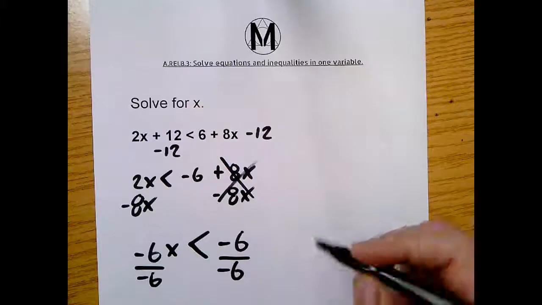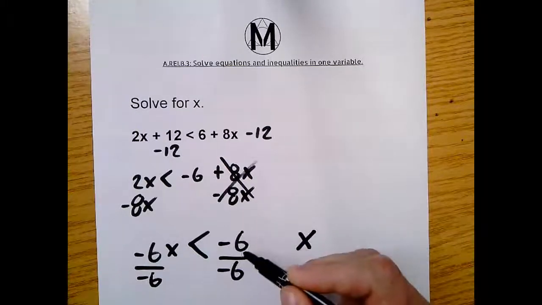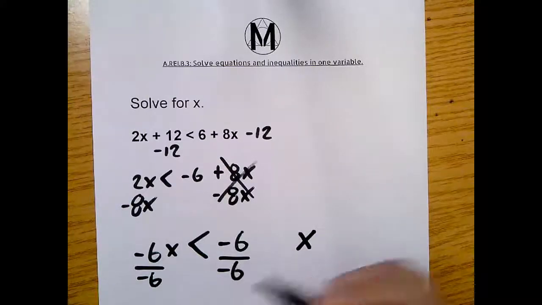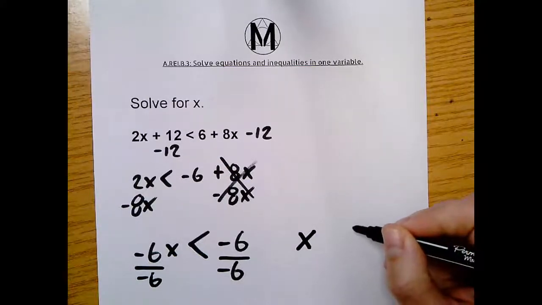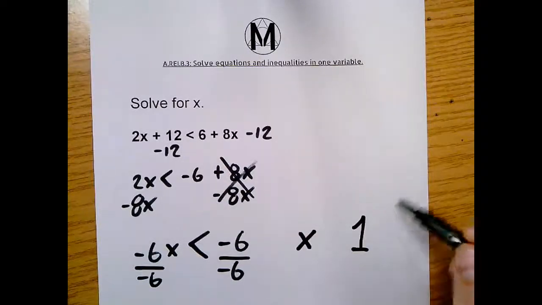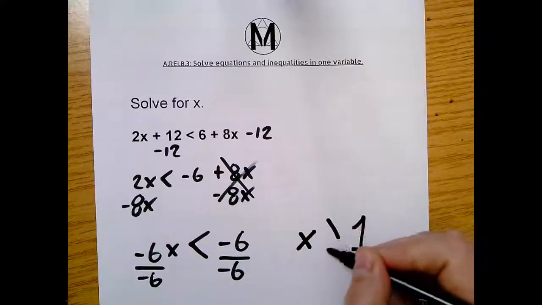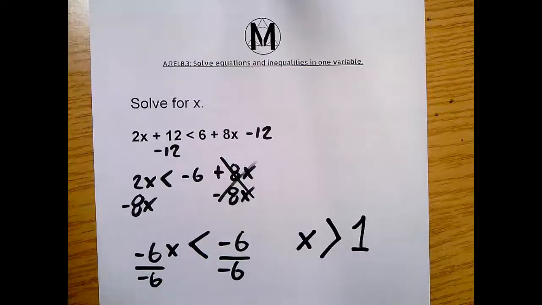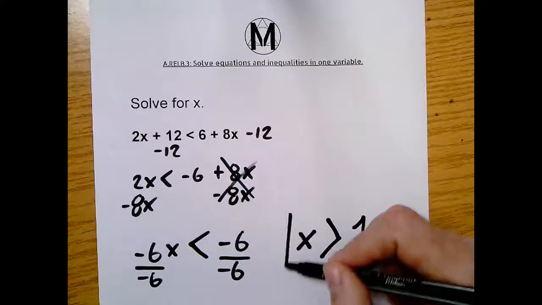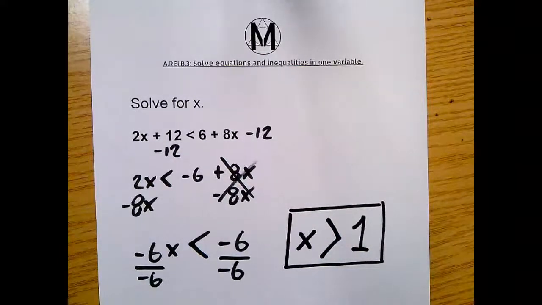So these cancel, so I have x, okay? And I know that negative 6 divided by negative 6 is actually just a positive 1 because a negative and a negative make a positive, and 6 divided by 6 is 1. And here where this sign says less than, because we divided across with that negative number, it actually now needs to be greater than. And that is your answer. X is greater than 1.